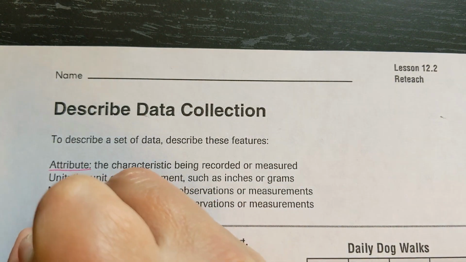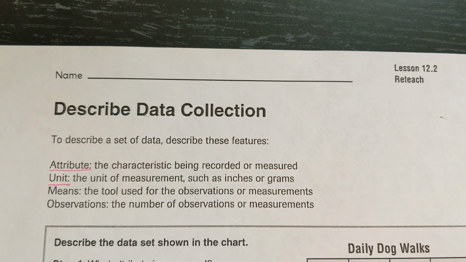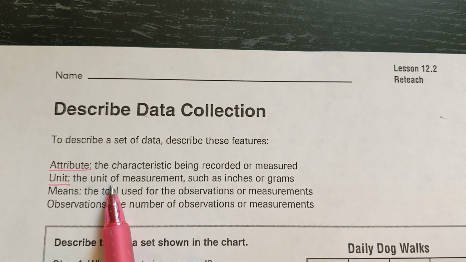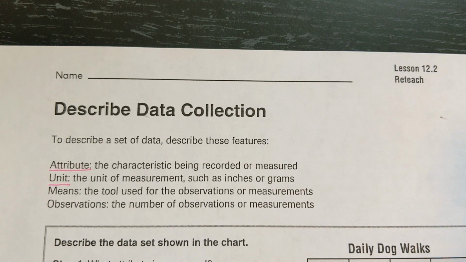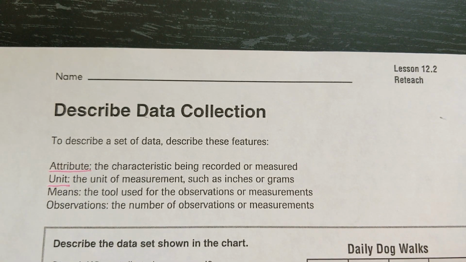And then unit, again, words I would love you to write down in your notebook. The unit of measurement, such as inches or grams, or anything else. If we're measuring the weight of everybody's pets, we would go with pounds. If we had a group of people and we wanted to know their ages, we might go with years. So the unit of measurement is basically what unit we are using to measure this data.